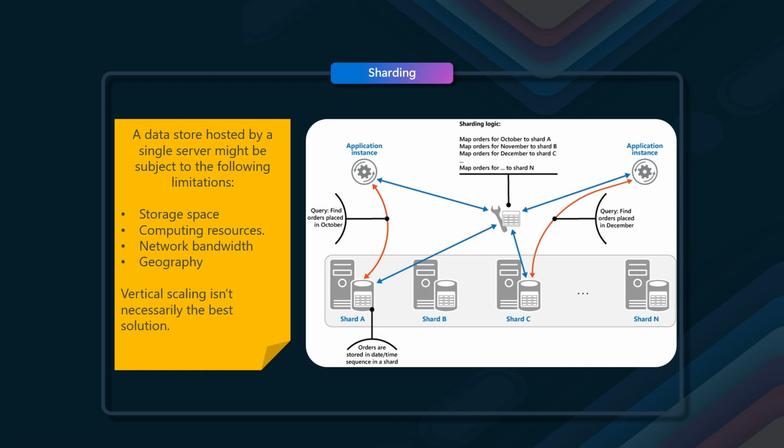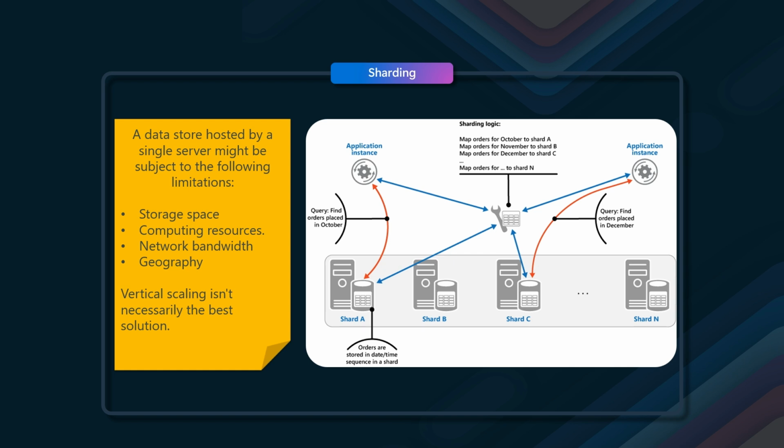For example, if an application regularly needs to find all orders placed in a given month, this data can be retrieved more quickly if all orders for the given month are stored in date and time order in the same shard. If each order was stored in a different shard, they'd have to be fetched individually by performing a large number of point queries, queries that return a single data item.